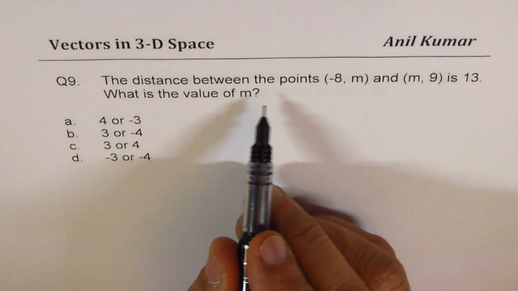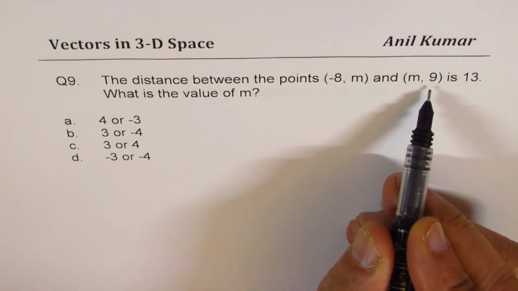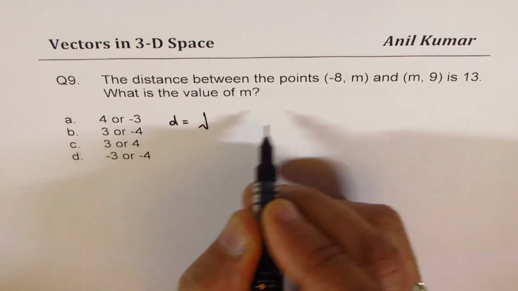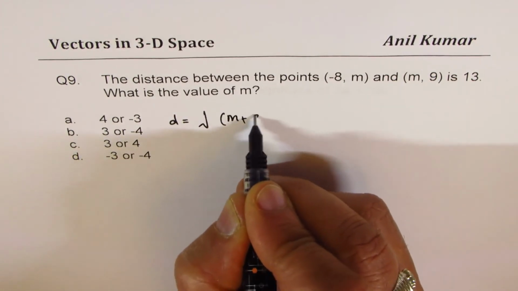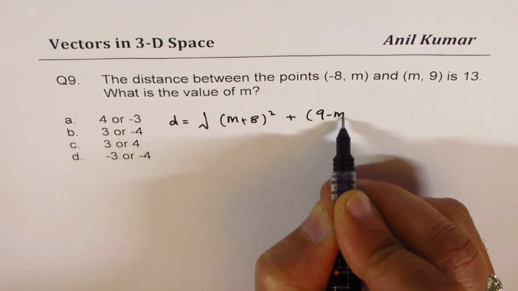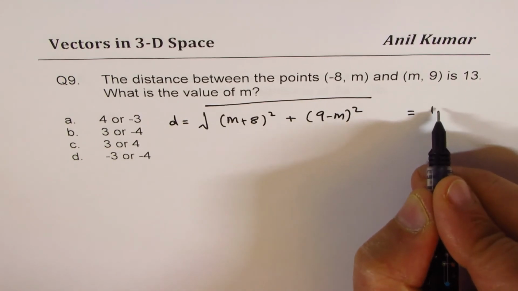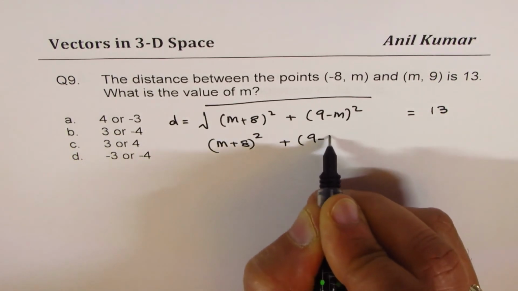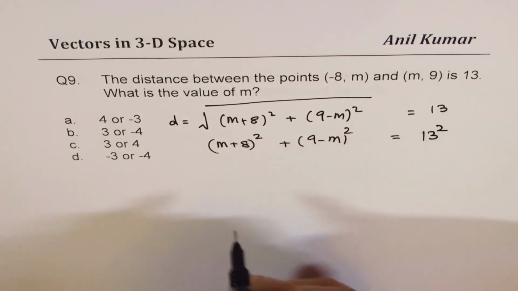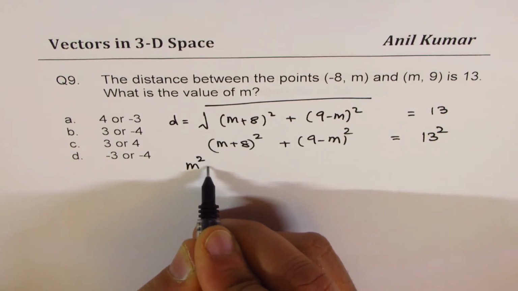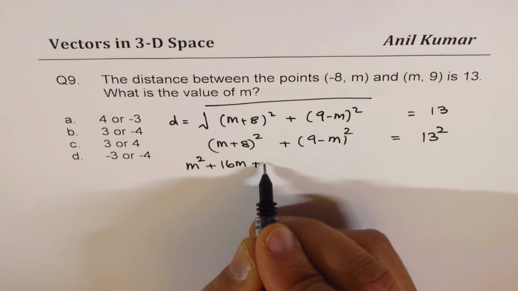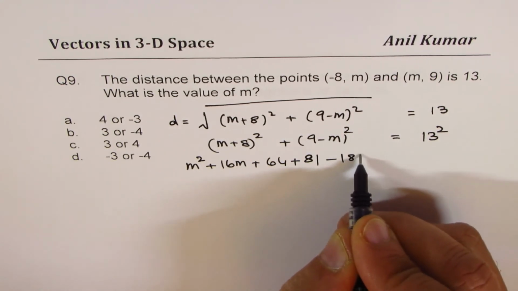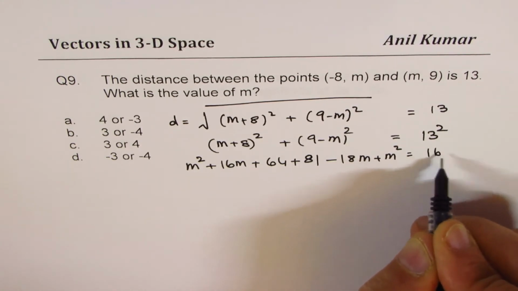Question number 9. The distance between the points minus 8, m and m, 9 is 13. What is the value of m? 4 choices are given to us. So distance d is equal to the square root of m minus minus 8, which becomes plus 8, whole square, plus 9 minus m whole square. And this distance should be 13, correct? So we can square both sides. We get m plus 8 whole square plus 9 minus m whole square equals 13 square, correct? That gives us m square plus twice ab, which is 16m, plus the square of 8, which is 64, plus 9 square is 81. Twice of these with a negative sign, 2 times 9 is 18m, and this gives me plus m square, and that equals 169, correct?